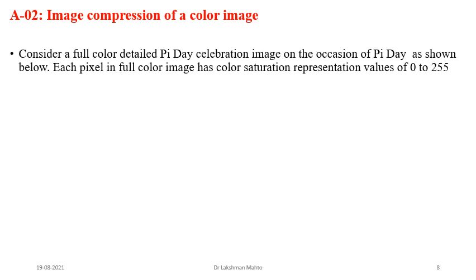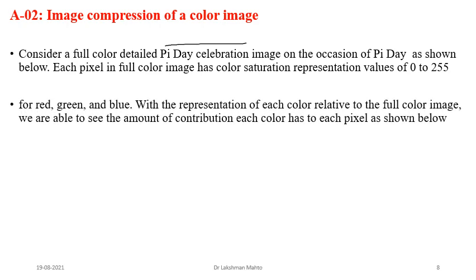For the second picture I will take a color picture, so I will talk about image compression of a color image. Here consider a full colored Pi Day celebration image, where pixel values vary from 0 to 255, and there are three layers: one layer for red, another for green, another for blue. If you mix all these three colors, you will get a color picture. With the representation of each color, we are able to see the amount of contribution of each color to the pixel.